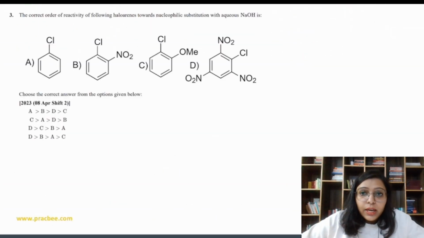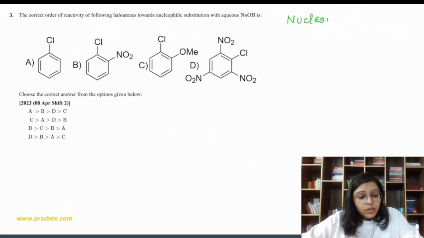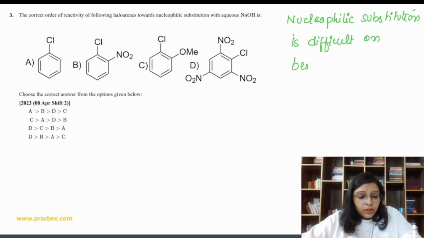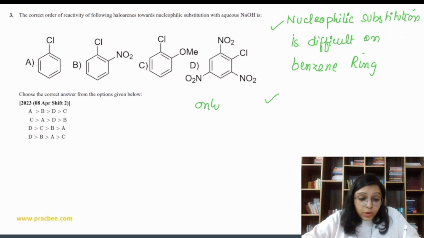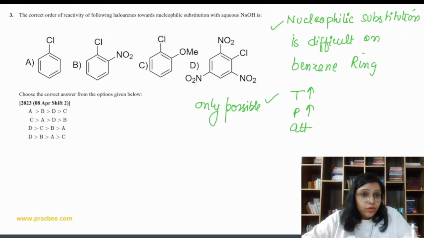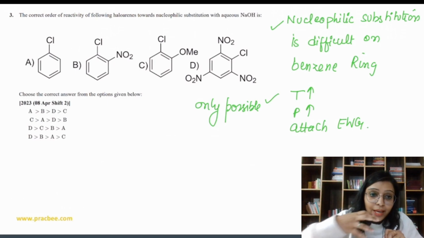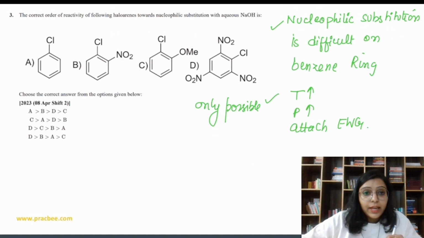Again the question says: the correct order of reactivity of the following haloarenes towards nucleophilic substitution with aqueous NaOH. So see, we know that nucleophilic substitution is difficult on a benzene ring, right? But if we want to do it, it is only possible if you increase temperature, increase pressure and attach an electron withdrawing group.